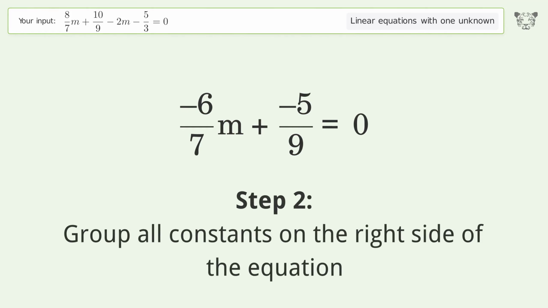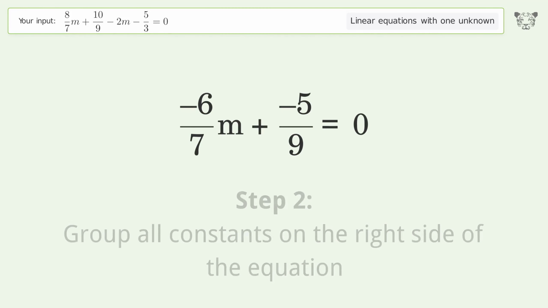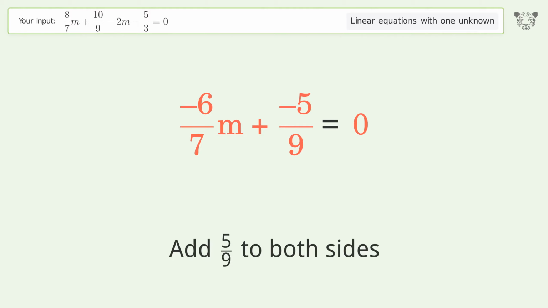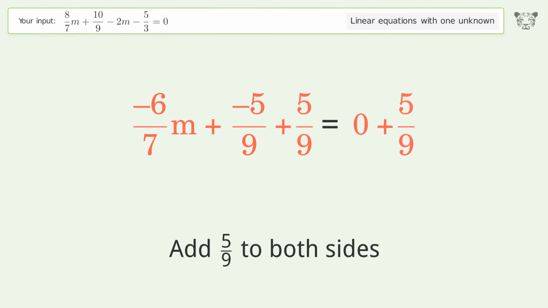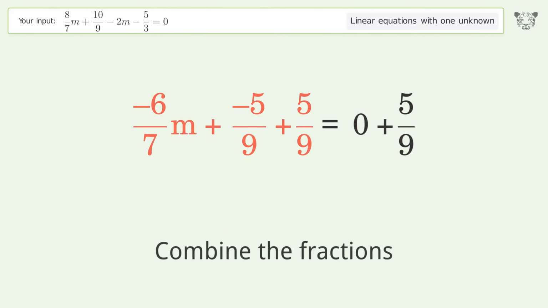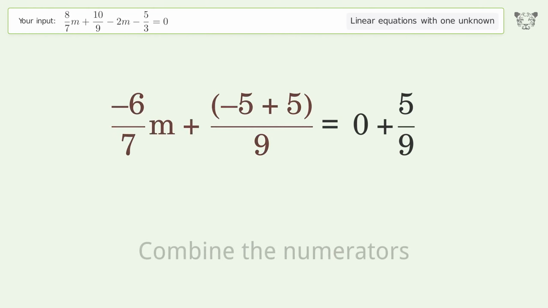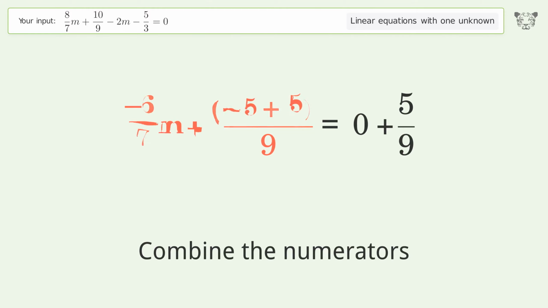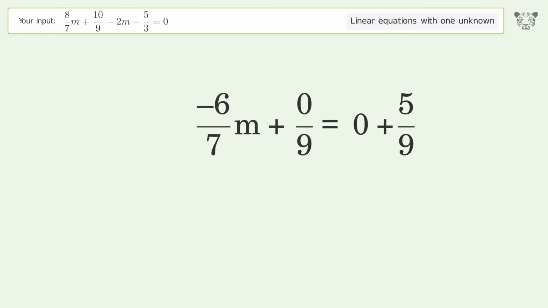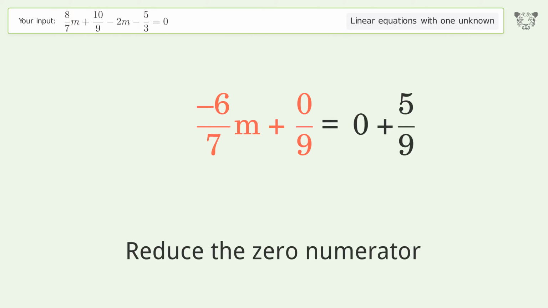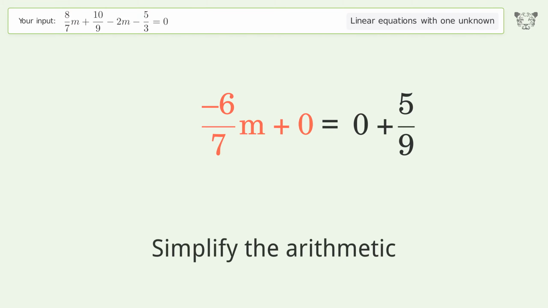Group all constants on the right side of the equation. Add 5/9 to both sides. Combine the fractions. Combine the numerators. Reduce the zero numerator. Simplify the arithmetic.